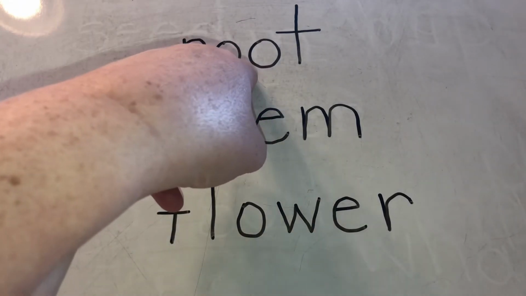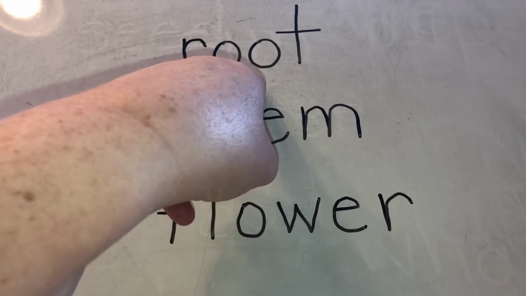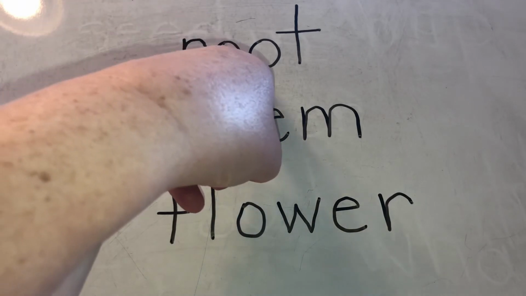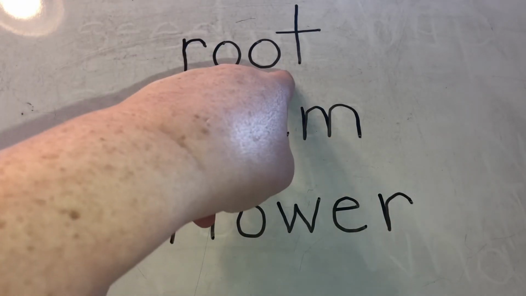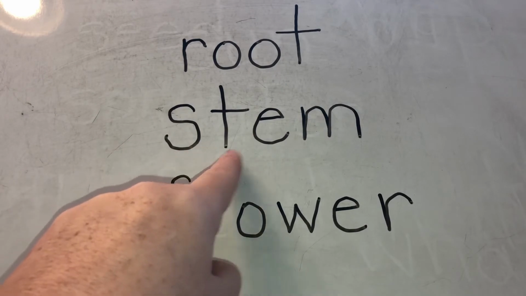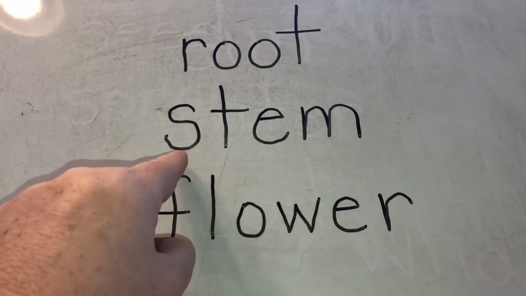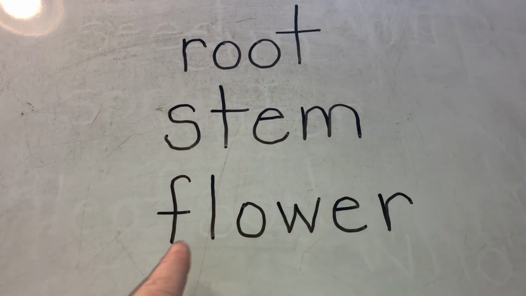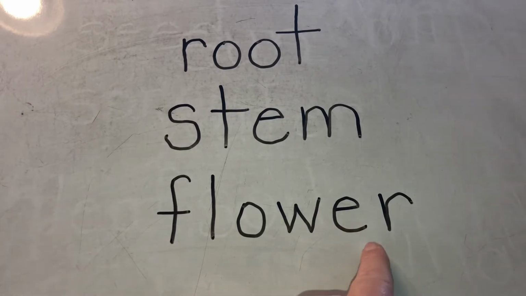Now help me read about the parts of some of the plants. 2 O's are like a ghost's eyes. Oot. Root. Stem. O-W can say ow. And ER says flower.